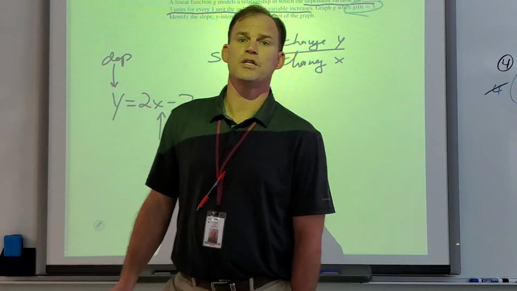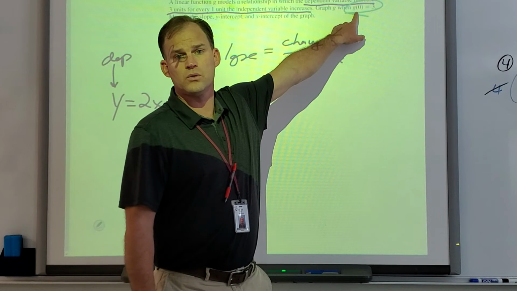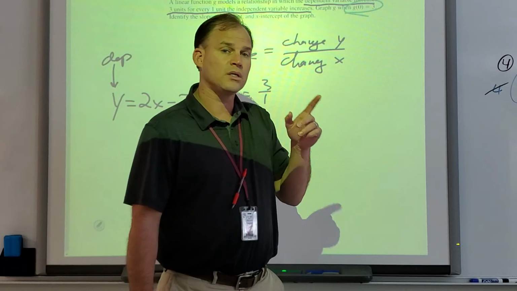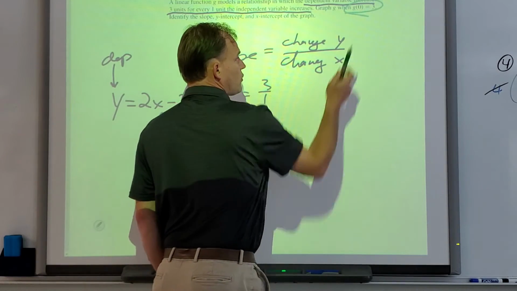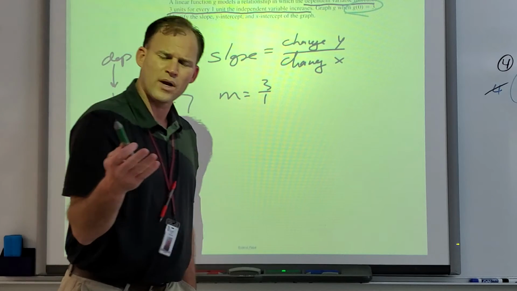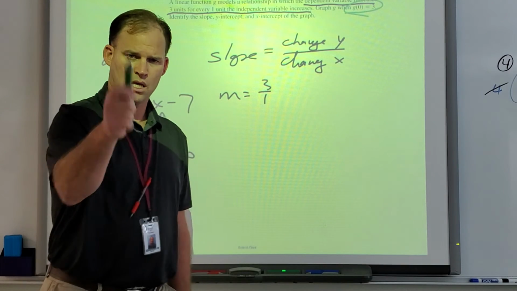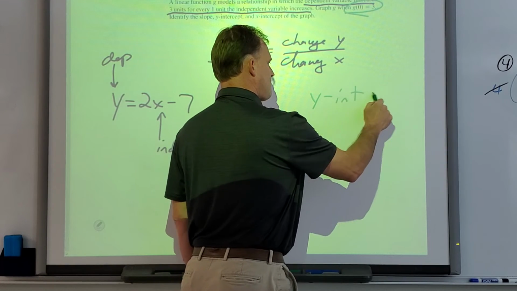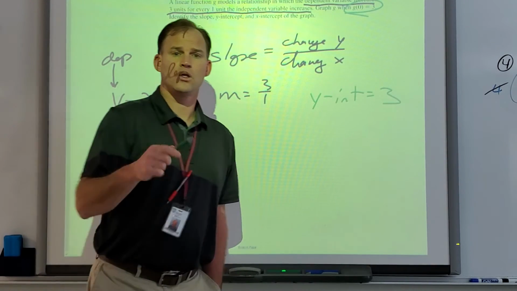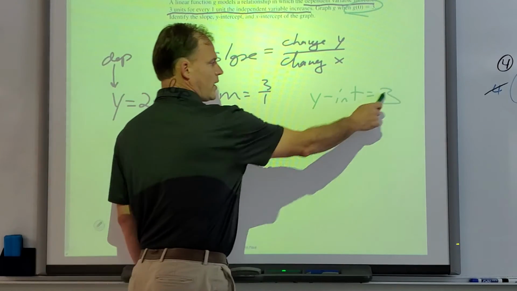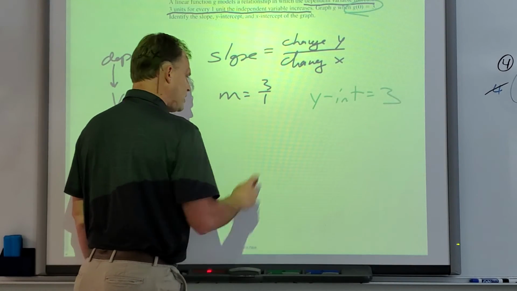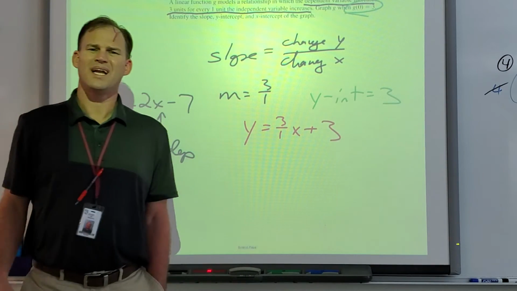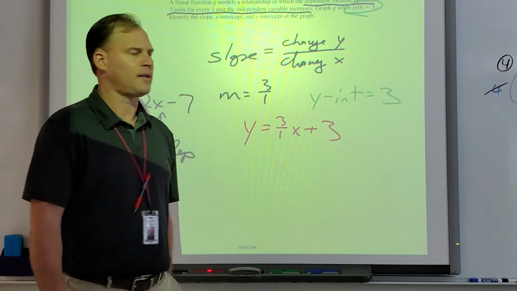Next piece of information, g of 0 equals 3. We've talked about function notation. What does this mean? What was plugged in for x? 0, 3. So if I plug in 0 for x, what does that tell me? The y-intercept. It tells me right there, the y-intercept is 3. So the slope is 3 over 1, the y-intercept is 3. I have an equation. Y equals 3 over 1, x plus 3. You could put just a whole number 3 here, that'd be fine.